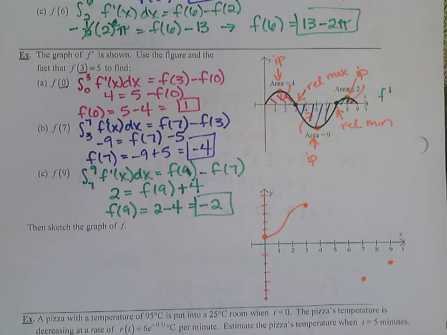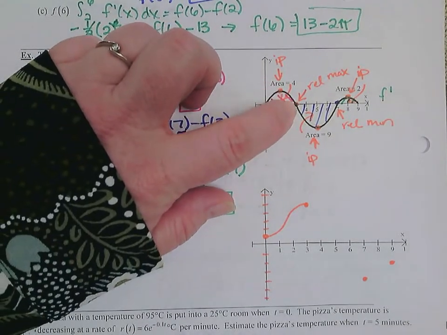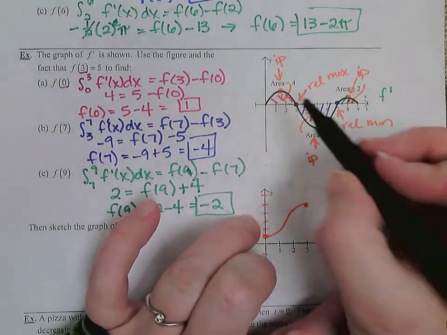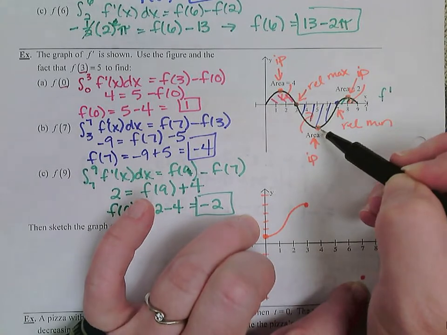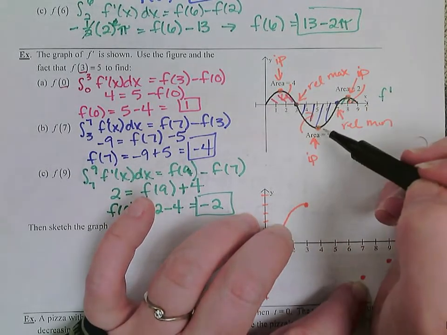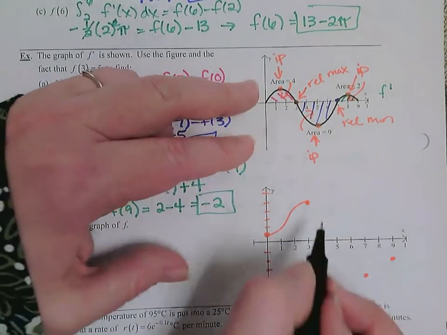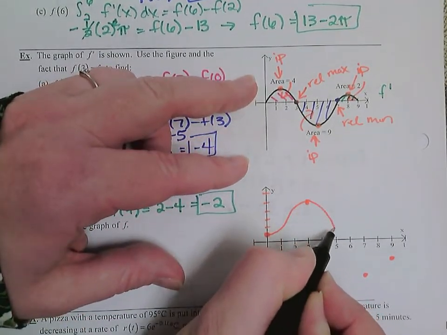Then I know that my graph is going to be decreasing all the way to this point at 7. I know that it is concave up until about 5. I'm sorry, concave down until about 5. And then it'll be concave up again. So decreasing, concave down until about 5, and then concave up again.